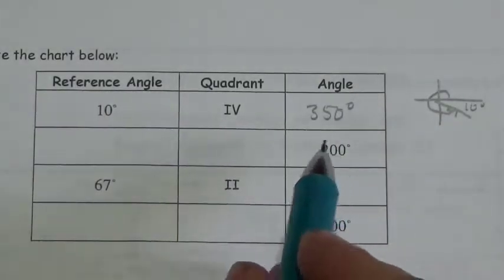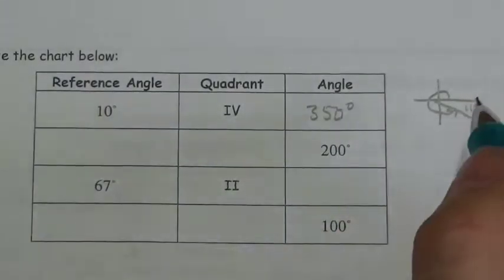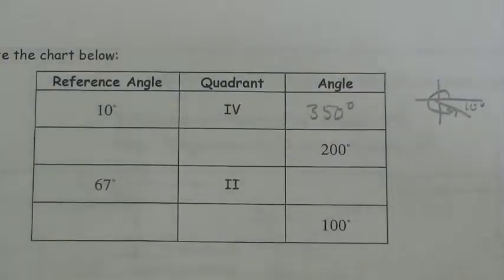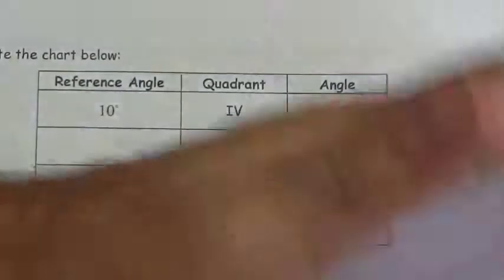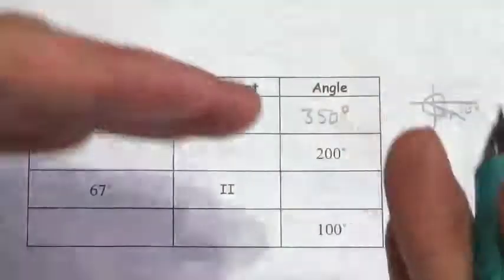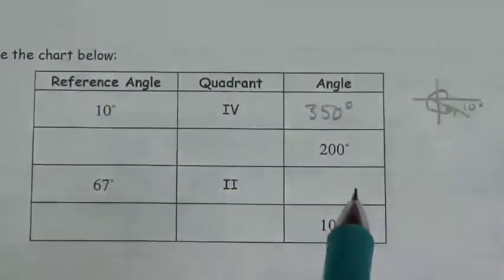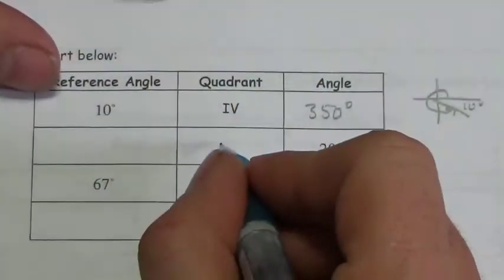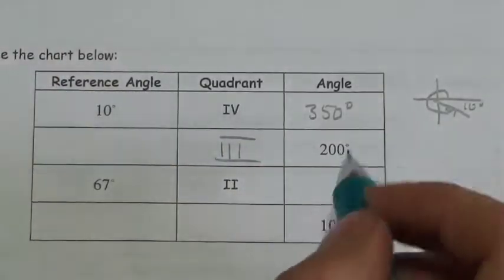Okay, angle of 200 degrees. Now let's think about that. The way they break up here, remember, is 0, 90, 180, and then 270. So 200 degrees puts us clearly in quadrant 3.